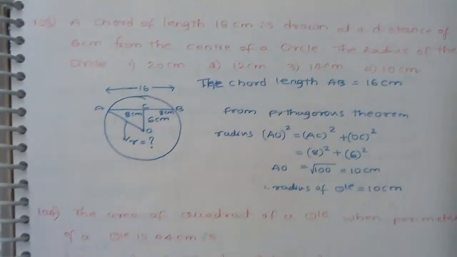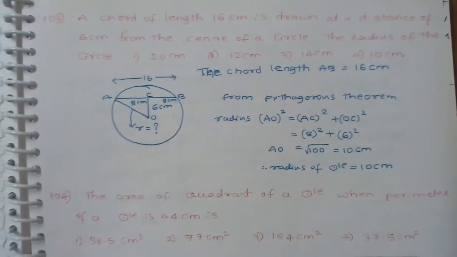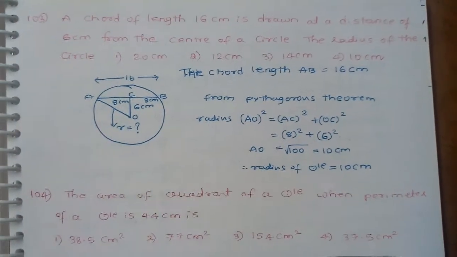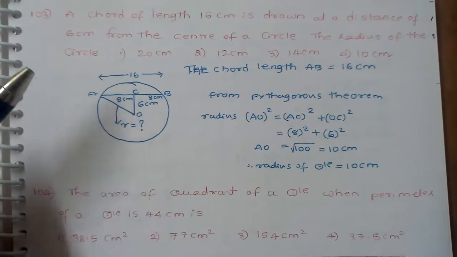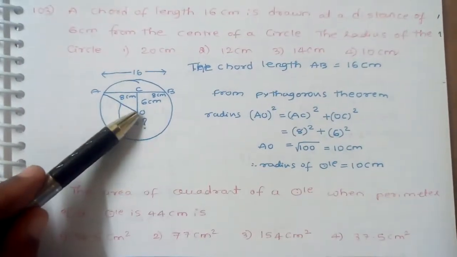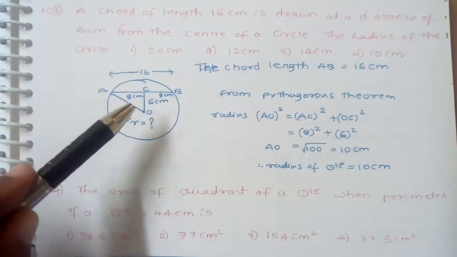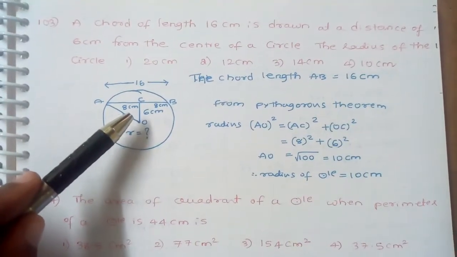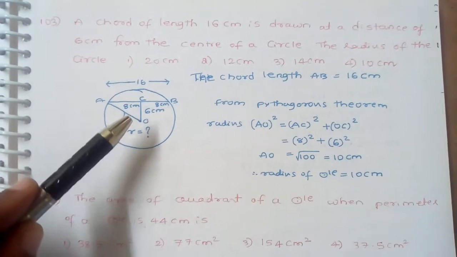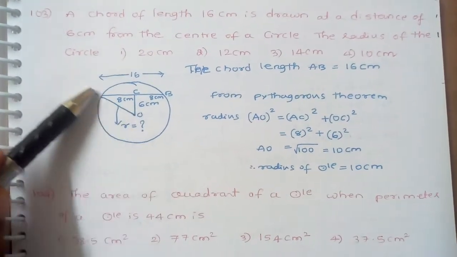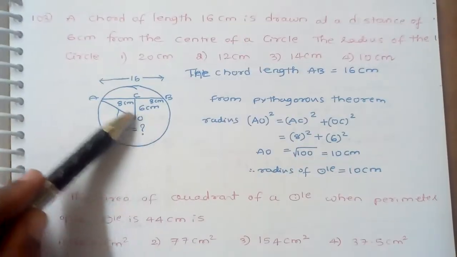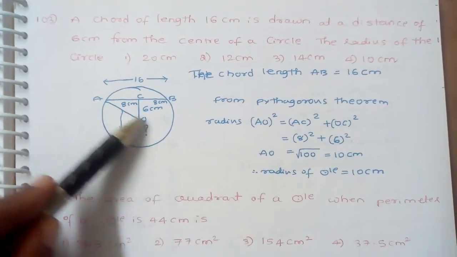Next, a chord of length 16 centimeters is drawn at a distance of 6 centimeters from the center of a circle. See here, the center of the circle is O. From this to the chord, the distance is 6 centimeters. What is the radius of this circle? This AO is the radius. What should be the radius AO?